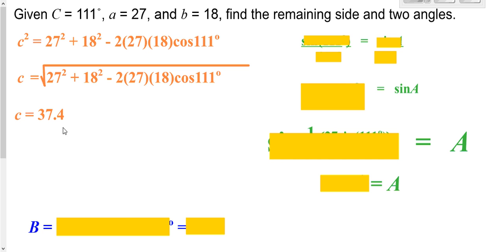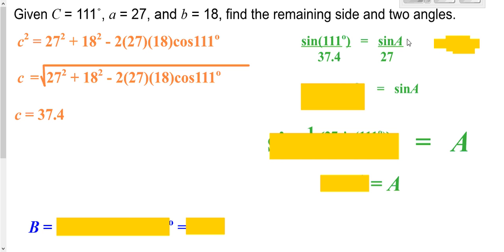Okay, so now we have our side C, and we have angle C, so that's an opposite pair. So I should be able to use law of sines. So I'm going to go with the sine of my angle C over the side C. That's going to be equal to the sine of A, because I'm going to look for angle A next, over side A, which is 27.